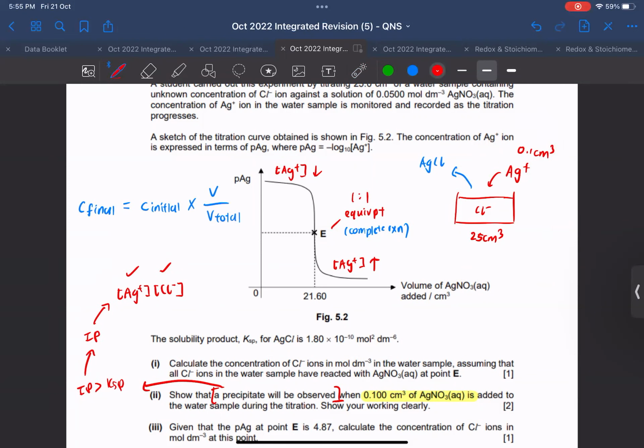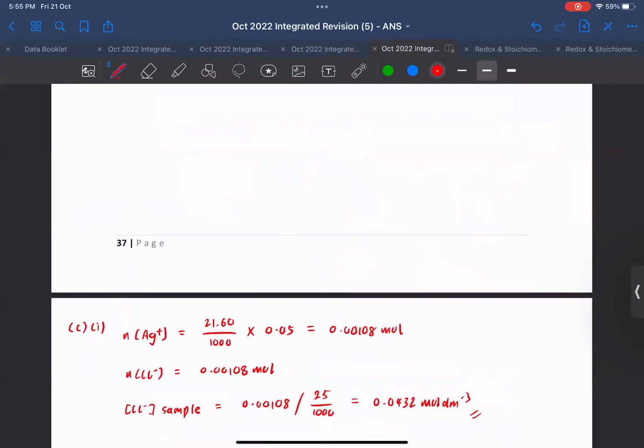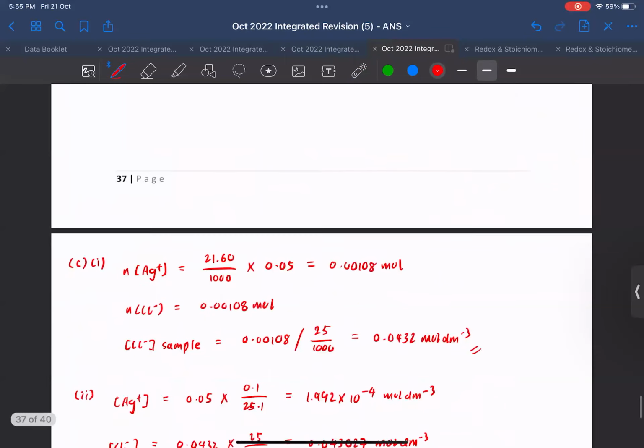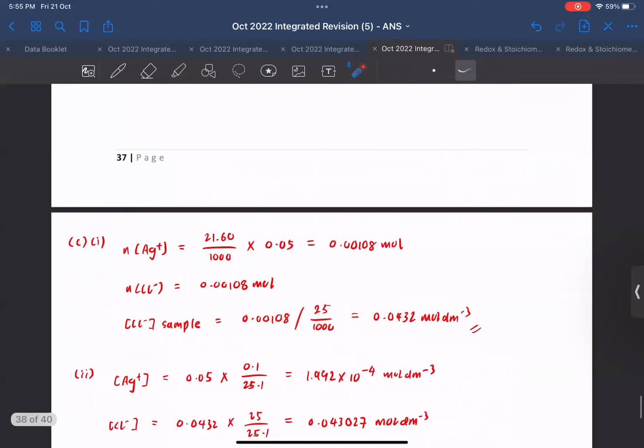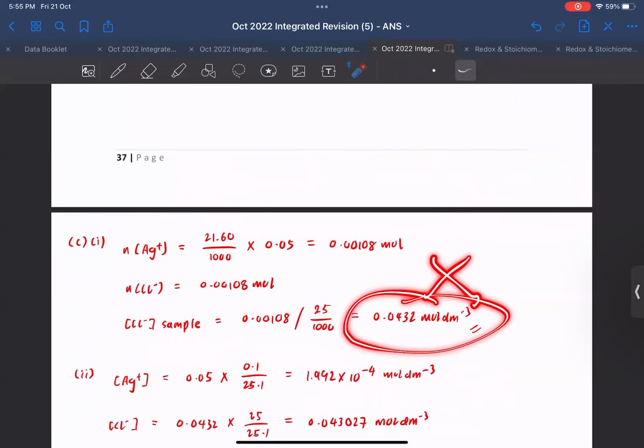So let's do this for Ag+ first. As you can see, for Ag+ the initial concentration is this, but you're adding this volume only. The total volume is 25.1, so this is the dilution factor. As you can see, the concentration is much smaller now. Then you do the same thing for Cl-. Cl- is not this concentration, because now the volume has changed. The volume was 25, and the total volume now is 25.1. So now the concentration is a little bit different.